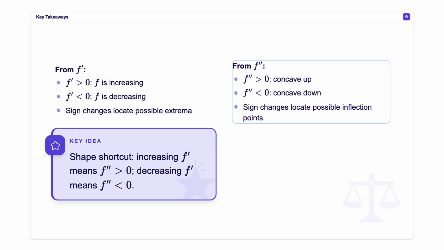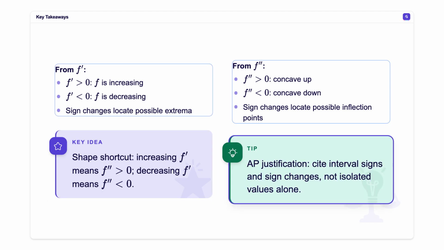There is also a very useful shortcut. The shape of f prime tells concavity directly. When f prime is increasing, f double prime is positive. When f prime is decreasing, f double prime is negative. For AP calculus, the justification matters as much as the answer. Use interval signs and sign changes to support your claim, instead of pointing to one isolated value and stopping there.